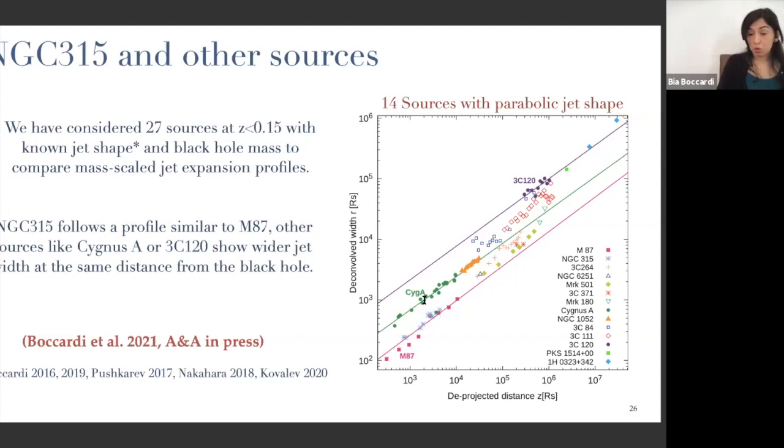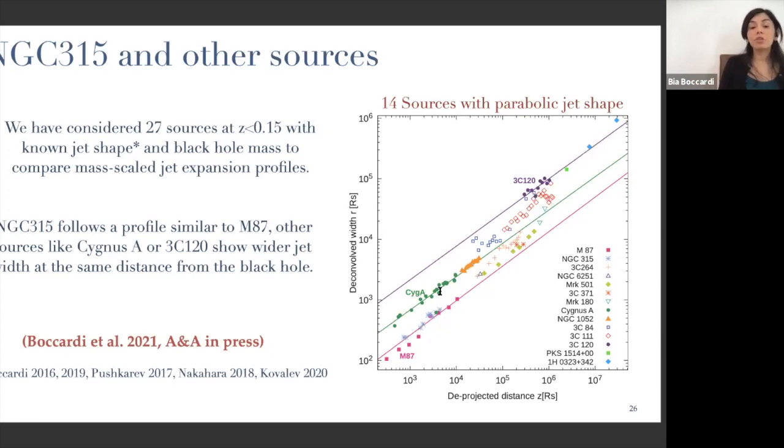However, other sources like Cygnus A or 3C 120 present wider jets at the same distance from the black hole. So while all these jets have similar expansion rates, at the same distance from the black hole, we observe different widths. So we think that this may be an indication that the initial widths of these jets are not the same.